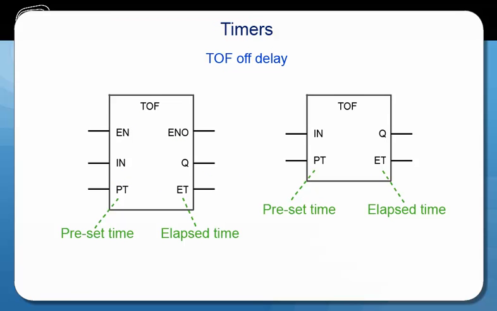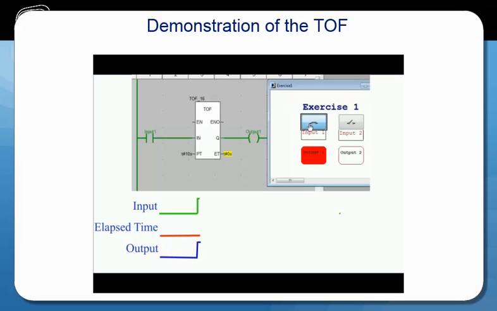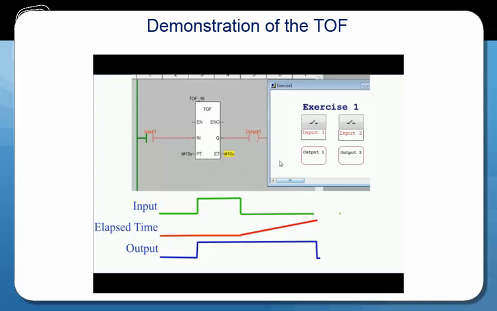The TOF timer is basically the same as the TON timer, excepting it provides an off delay. When the input turns on, the output turns on. When the input turns off, the elapsed time will time up until the preset time is reached and the output will switch off. The elapsed time will hold at the preset time. When the input turns on, the output will turn on and the elapsed time will go to 0. When the input switches off and on before the preset time is reached, then there is no change to the output.